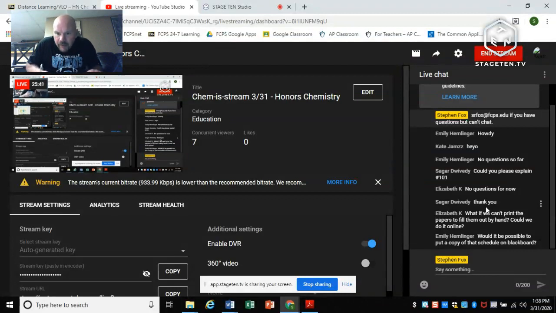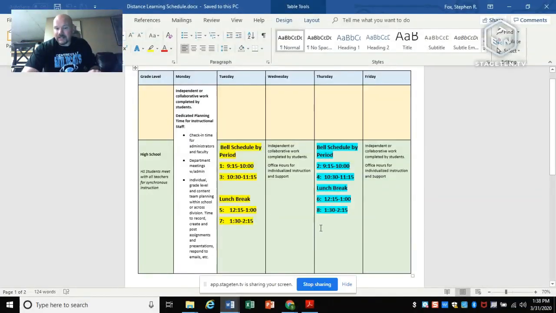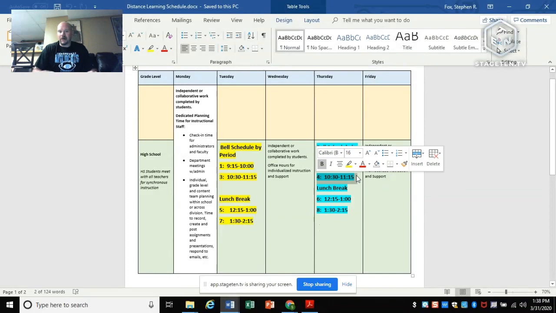Would it be possible to put a copy of that schedule on Blackboard? I don't want to put it on Blackboard just yet, because it's not finalized yet by our school. That's why I haven't posted it. This is what all the high schools have gotten. And notice, fourth period, there's a built-in schedule for fourth period for us.